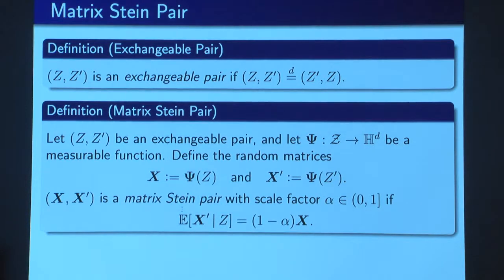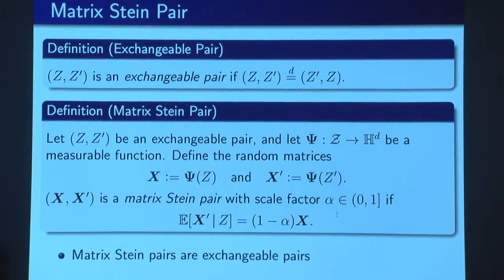And we need a special type of exchangeable pair called the matrix Stein pair. So let's imagine that you have your exchangeable pair Z, Z prime. You pass each of those variables through a matrix function that spits out a matrix. So X is going to be that function applied to Z. X prime is that function applied to Z prime. And then we say that (X, X prime) is a matrix Stein pair if it satisfies this particular conditional expectation property. That is, the conditional expectation of X prime given Z is a scalar multiple of X. And the scale factor there, this alpha, is called the scale factor of the pair.